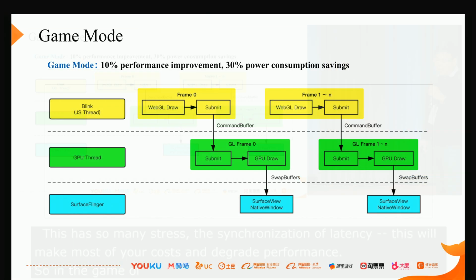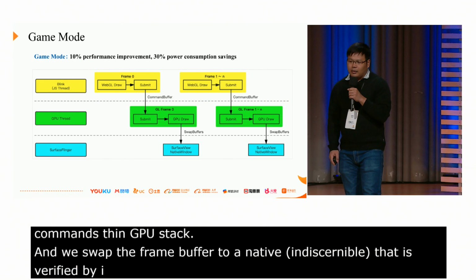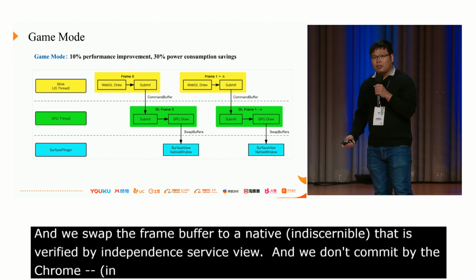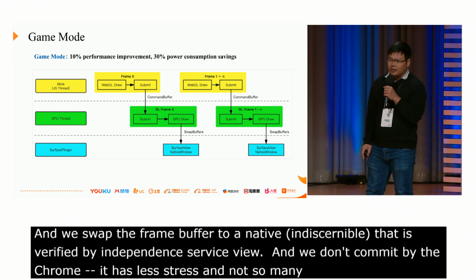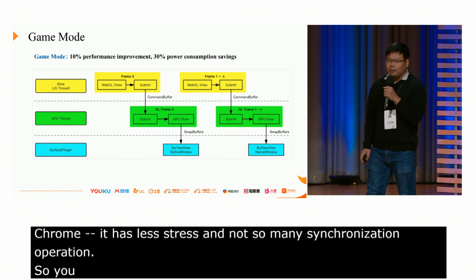we translate all the WebGL commands from the Blink main thread to the GPU thread with a command buffer, and then execute all the GL commands in the GPU thread and swap the resulting frame buffer to a native window that is provided by an independent surface view. In this design, we don't need to composite frames with the Chrome compositor. It has less stress and not so many synchronization operations. So it can gain 10% performance improvement and reduce 30% power consumption.